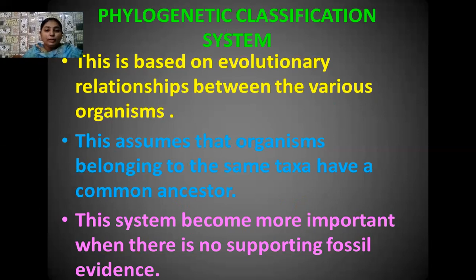The system becomes more important when there is no supporting fossil evidence, because in that case, generally the similarities which are present in different plant species are considered. On the basis of that, a conclusion is drawn that this particular species of plant has so many similarities with this primitive type of plant species, so that we can find out that these primitive plant species can be considered as the ancestors of the species that are present in modern times.